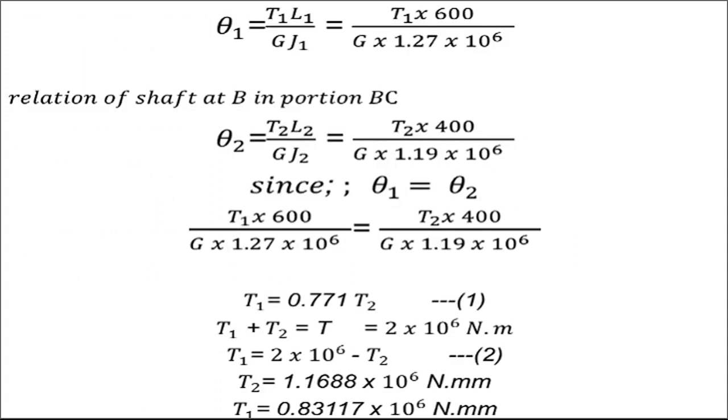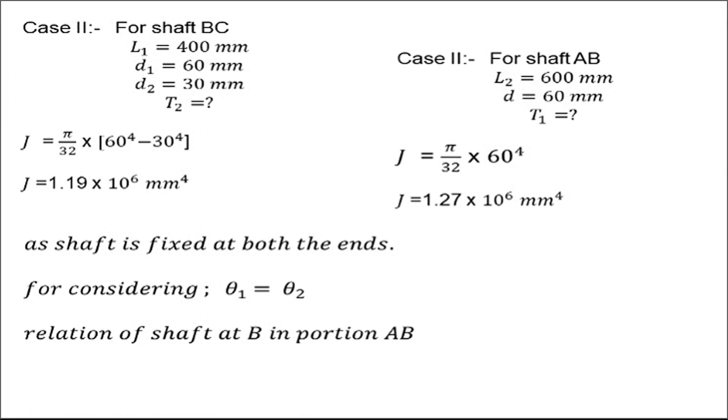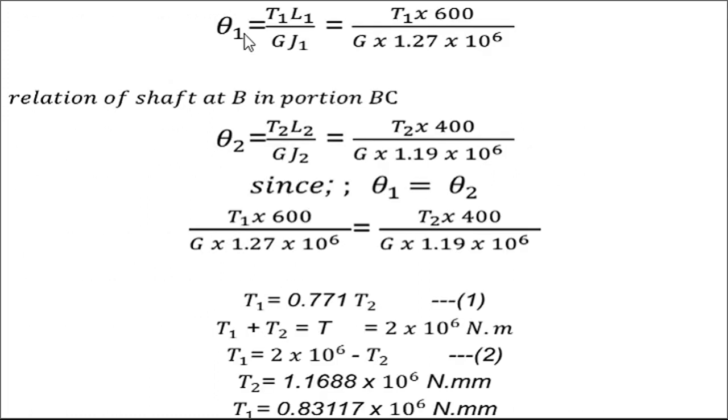So first of all, the relation of the shaft at B in a portion of AB. In this case, the angle of twist, that formula from the torsional equation we will get easily. So theta 1 is equal to TL divided by GJ.